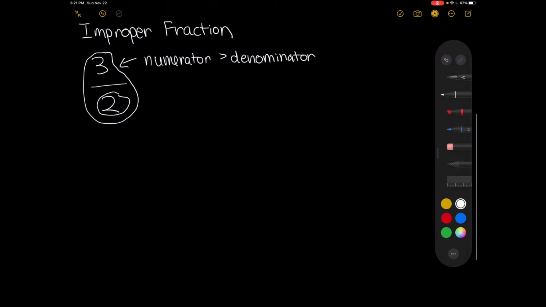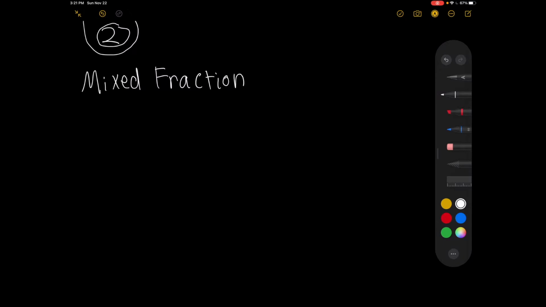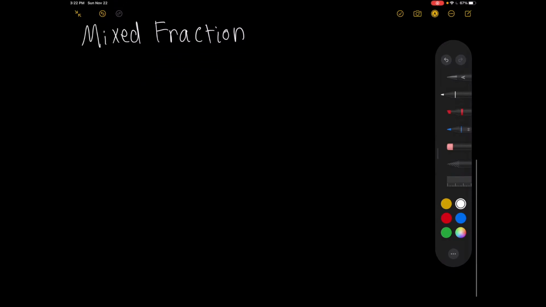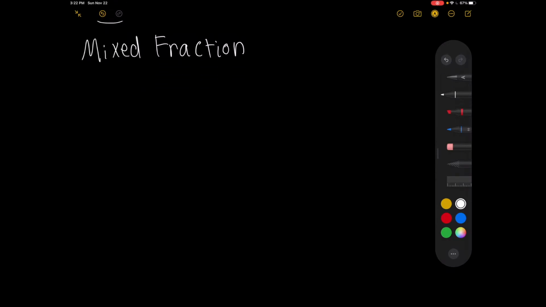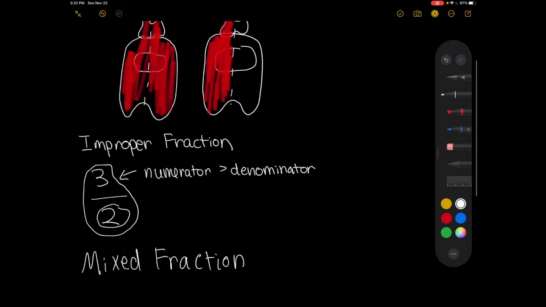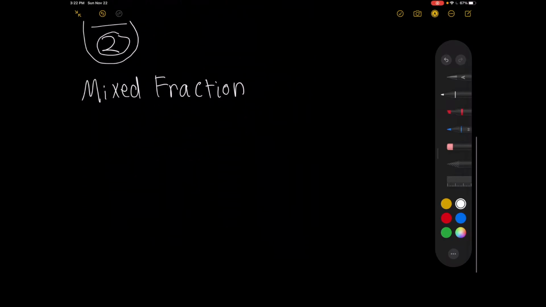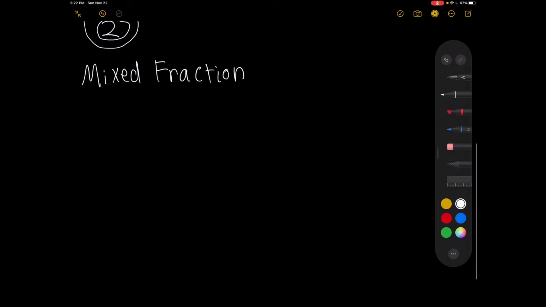Now let's talk about the second type of fractions, called a mixed fraction. A mixed fraction, like an improper fraction, represents a number that's greater than 1. However, the numerator is not greater than the denominator. For example, above we had 3 over 2, but if we were to write a mixed fraction, it would be 1 and 1/2.